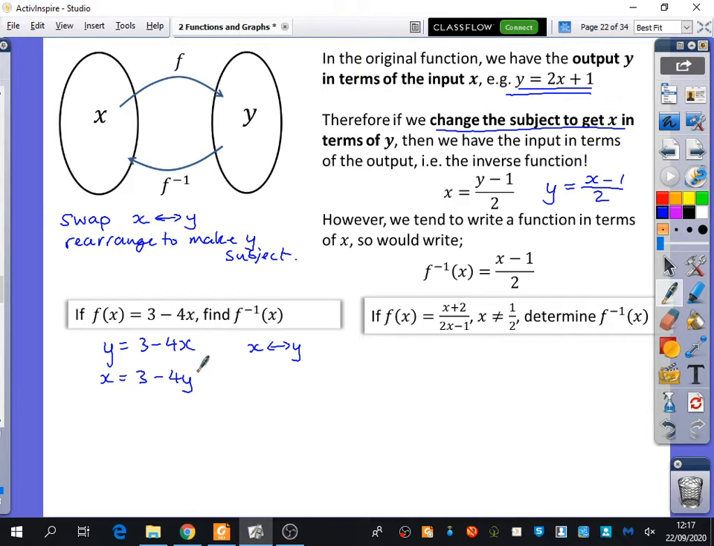So rearranging this, I get 4y equals 3 minus x. So y equals (3 minus x) over 4. And you must finish that off by saying the inverse function is (3 minus x) over 4. Swap them, rearrange to make the other one the subject.